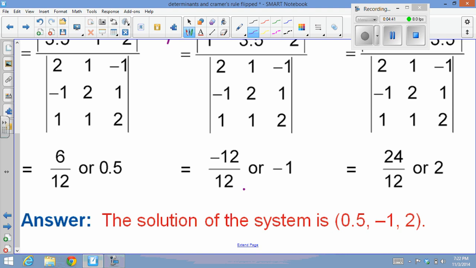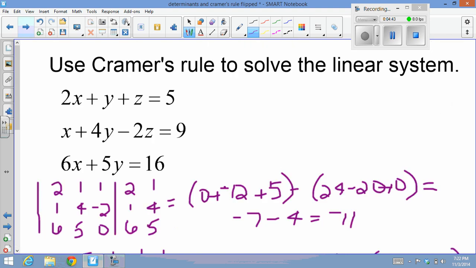So here's our last problem. Here's my Cramer's rule. I have 2x plus y plus z equals 5, x plus 4y minus 2z equals 9, and 6x plus 5y equals 16. Now you have to remember that all of the variables have to line up. So I have my x's in my first column, the y's in the second column, and the z's in the third column. But since there's no z in the last equation, I need to remember to put a 0 there to hold the spot.